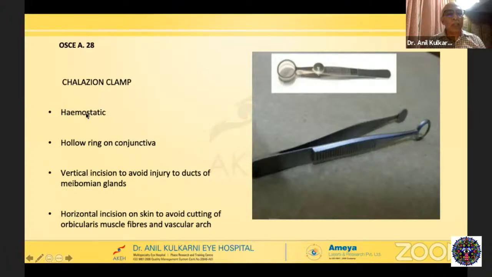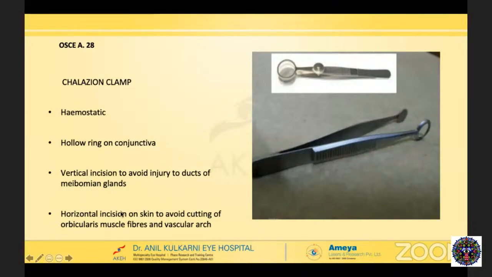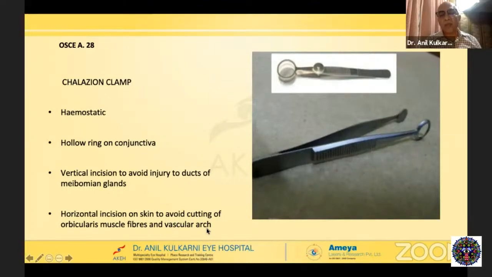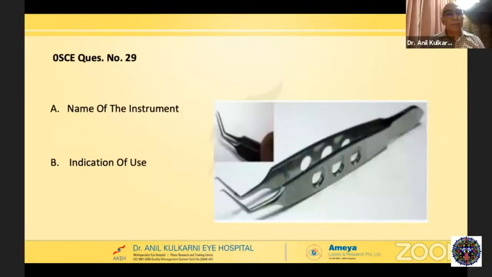So it's hemostatic. The hollow ring usually is placed on the conjunctiva, and as I already mentioned, the horizontal incision also avoids cutting of the vascular arches, which are about 3 millimeters from the lid margins. 29, we come to the last but one slide.